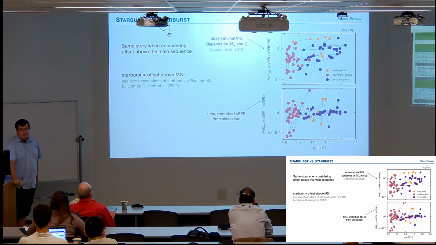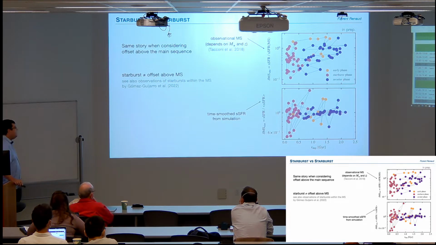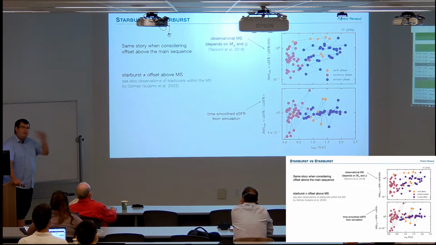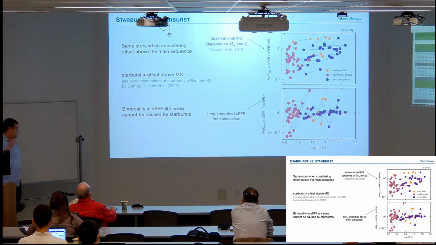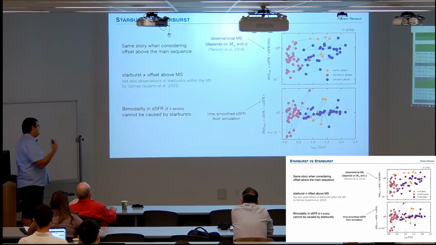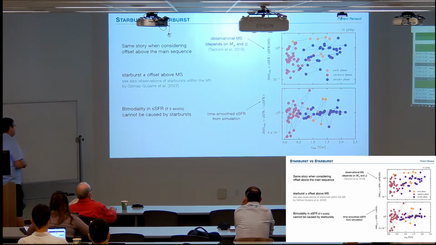So that means that starburst and offset above the main sequence are two different things. And this confirms what has been observed recently by the group in Saclay, for example, that they detected starburst galaxies within the main sequence. So clearly there is not a correspondence between the two concepts. If you push the argument further, that tells you that the bimodality in SSFR, if you believe in these kinds of things, but I will not enter the debate, cannot be caused by starbursts, at least not at all by starbursts, because you don't have the correspondence between the two quantities.